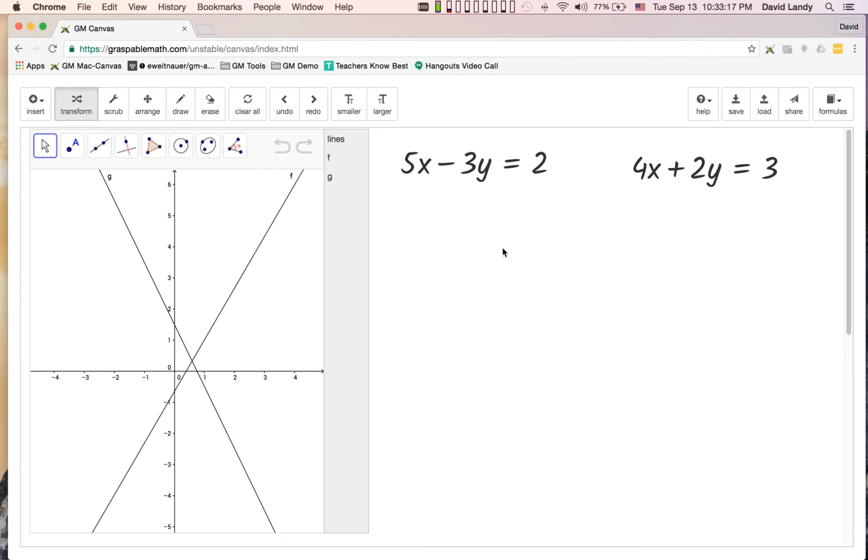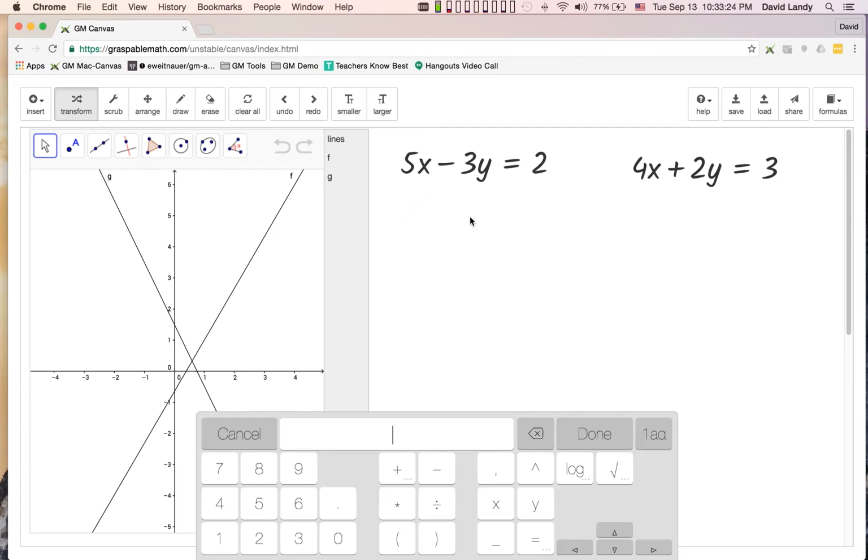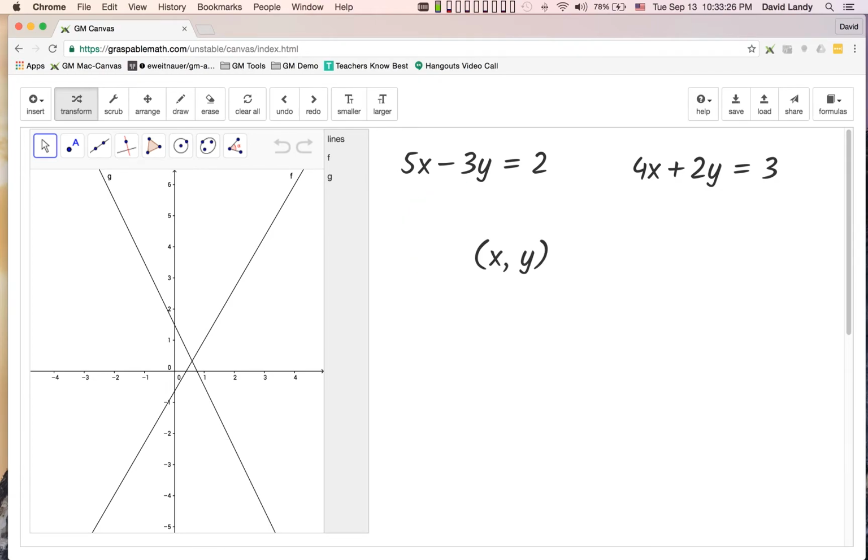So in a fairly typical situation here, one might look for the point of intersection between these two lines, right? The point that satisfies both of them. So we know that's going to be a point x, y, and it's going to satisfy each of these equations. There's a couple of standard ways to do this. You can do them inside Graspable Math. I'm going to show you the substitution method, and I'm just going to basically run through it really quickly to show you how things work.